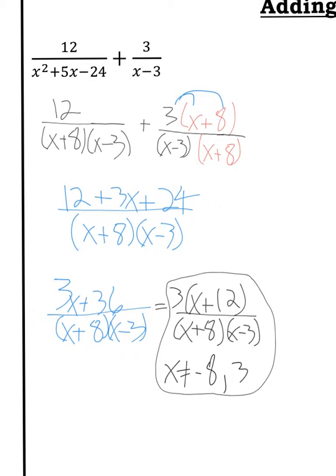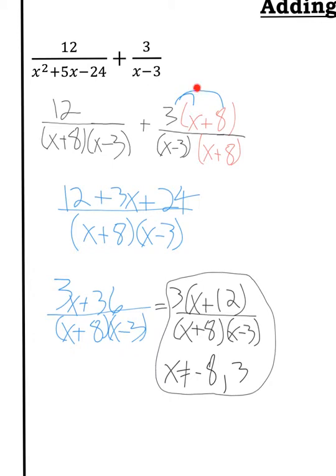So number 1, I see that I can factor the denominator of the bottom one. The factors of negative 24 that add up to 5 are positive 8 and negative 3. So I have 12 over x plus 8 times x minus 3. And since the 3 over x minus 3 obviously has an x minus 3 as well, I need to add the x plus 8 to this other fraction. So what you add on bottom, you have to add on the top.